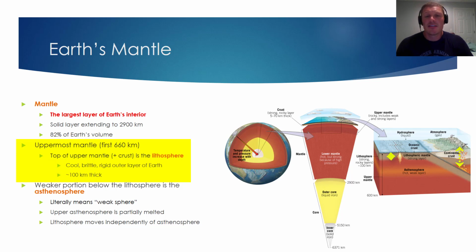When we talked about plate tectonics, it was these chunks of lithosphere that served as the plates. Now just below the lithosphere, we have the asthenosphere. The asthenosphere literally means the weak sphere. And it's important to note that the asthenosphere is the hot, weak layer in Earth's mantle.